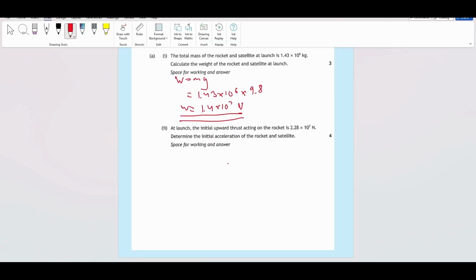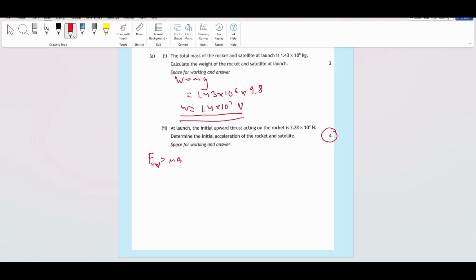Part 2 says, at launch, the initial upward thrust acting on the rocket is 2.28 times 10 to the 7 newtons. Determine the initial acceleration of the rocket and the satellite. So before I start, I'm immediately going to notice that this is 4 marks. And a little tip is when you have a 4-mark question, it means you need to do a little something extra, maybe like a small calculation at the side. So here I'm going to work out the initial acceleration, and I can only get the initial acceleration if I have the unbalanced force, since the formula is F equals ma, but I like to remind myself that's an unbalanced force by doing F un equals ma, F unbalanced force.